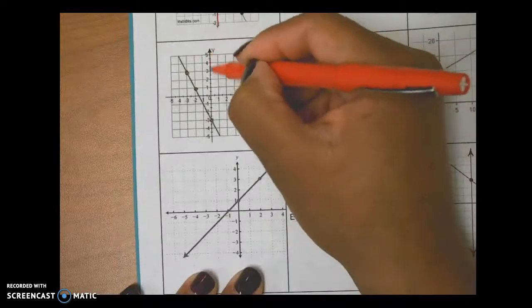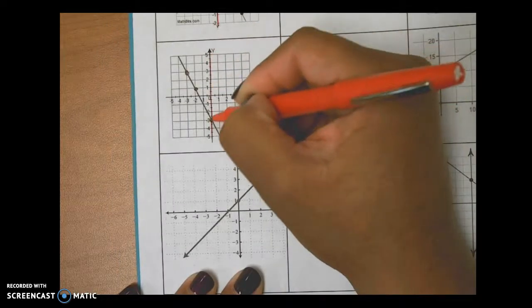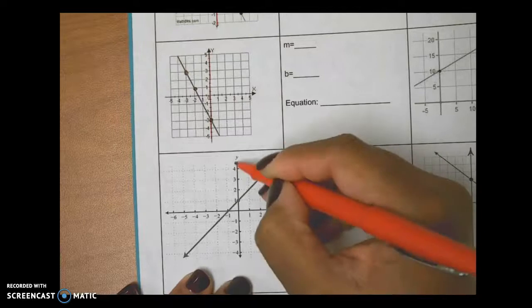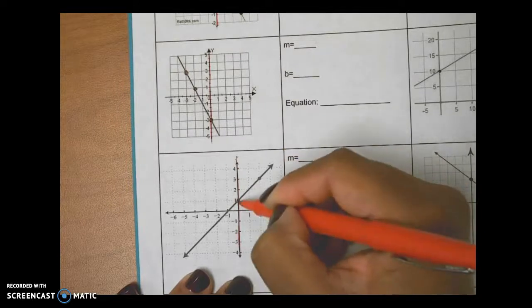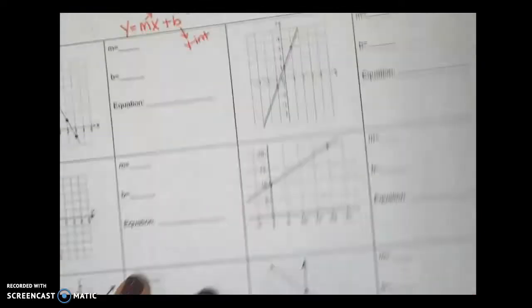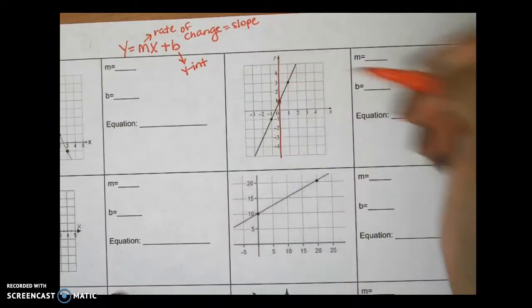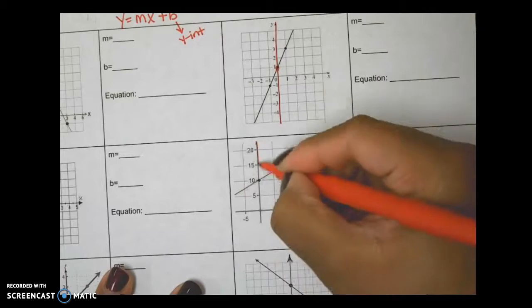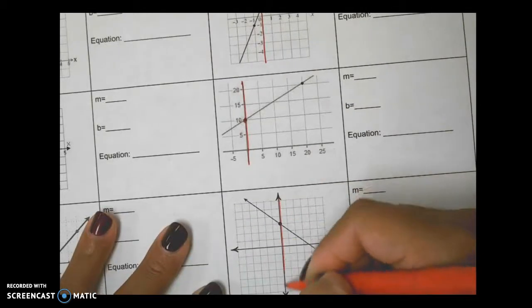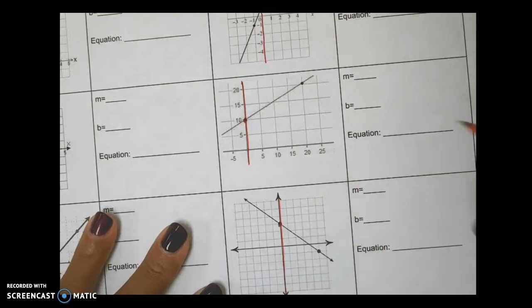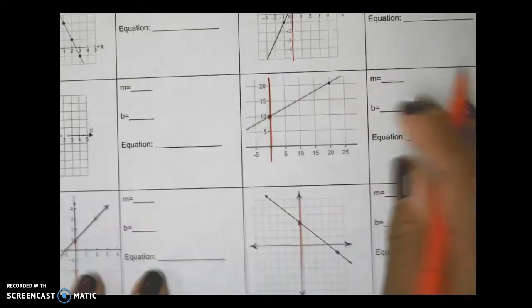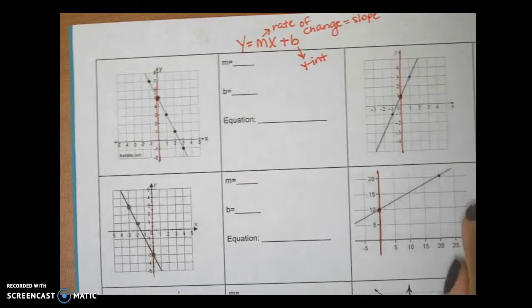This is my y-axis, I cross right here. This is my y-axis, my line crosses here. Y-axis, here, y-axis, and here. So some of the points have already been plotted for me. I have just highlighted them in red.